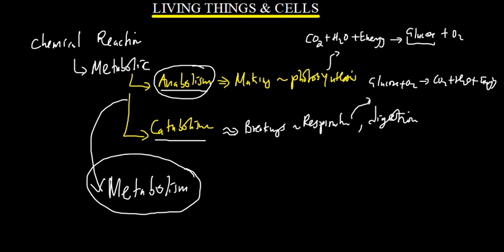Anabolism is the making of, it's the making of what? This is the process of making, is it food? So anabolism is a process of making big molecules from small ones, into larger molecules. Yes. Then catabolism is the breaking down of large molecules into smaller ones.